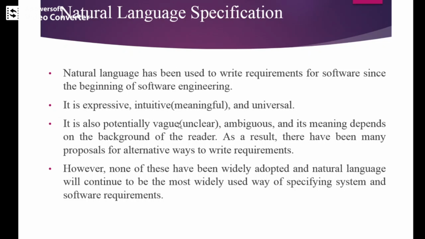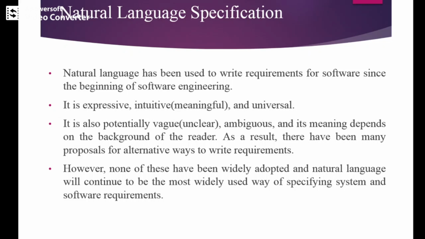It is also potentially vague, unclear, ambiguous, and its meaning depends on the background of the reader. Sometimes it might be unclear, because it is the perception of the reader. Someone has defined the requirements, and it depends on the reader to understand it. As a result, there have been many proposals for alternative ways to write requirements. Although the requirements are written in natural language, sometimes the reader finds it unclear or ambiguous, with a different meaning. It all depends on the reader. That's why alternative ways of writing requirements were proposed.